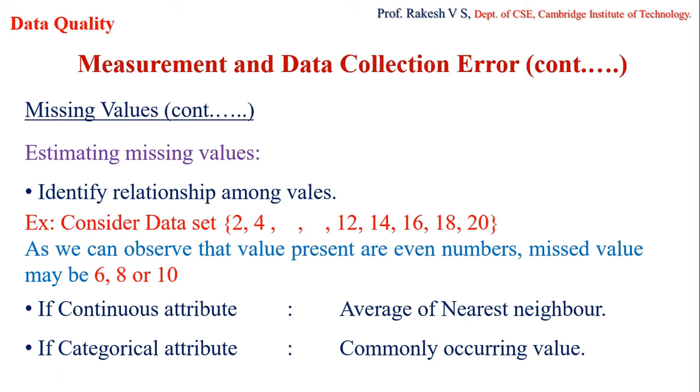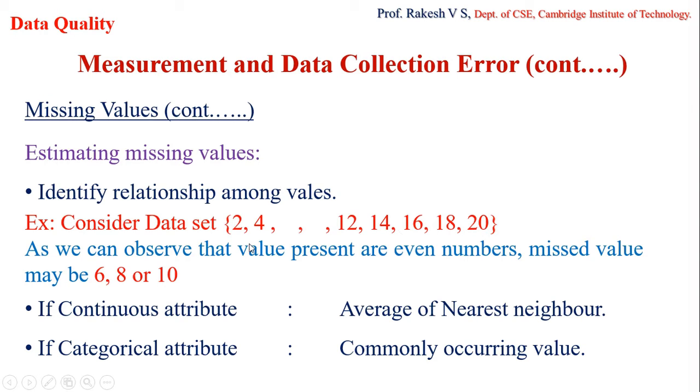Here, what we are doing is estimating the missing value. If the data set has missing values, but if we are able to derive a kind of relationship among the values present, we would be able to estimate the value. So here, say I have an example. They have given a particular data set or a sequence in which two of the values are missing.